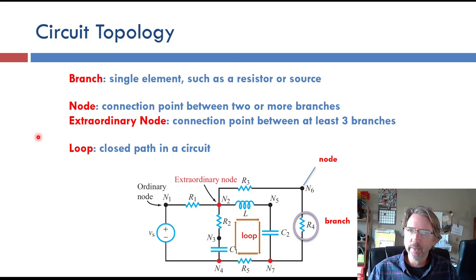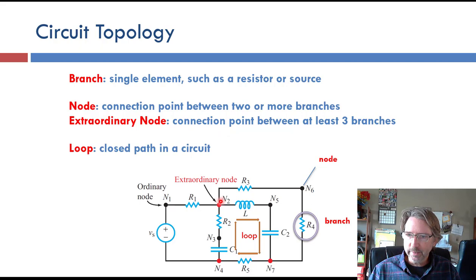So starting off, a branch is any single element with wires coming out. So this resistor here, that's a branch. And then a node is where we connect two branches together. So here's a node labeled N1. Here's a node labeled N2. This book uses ordinary node when there are just two wires coming together, an extraordinary node when there's three or more. Generally, we just call them nodes. And it's important to see where the nodes are.